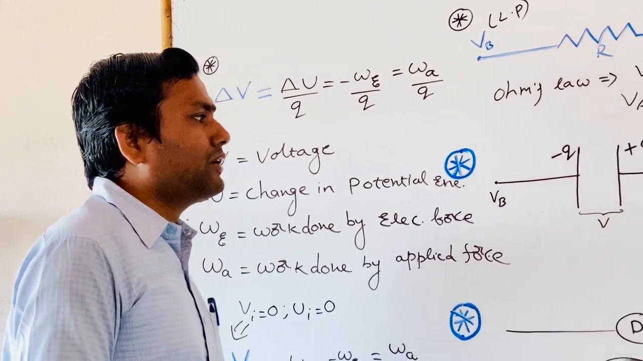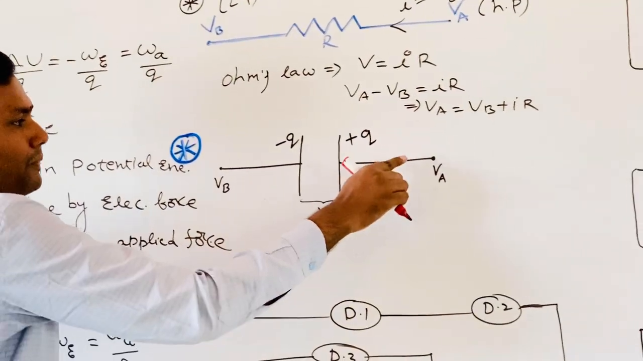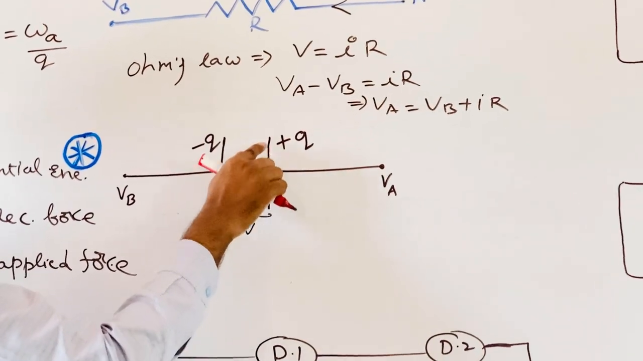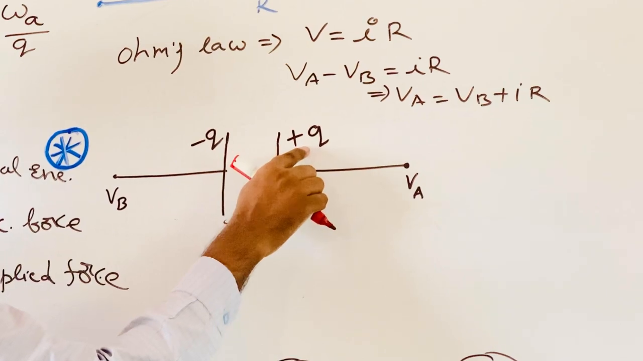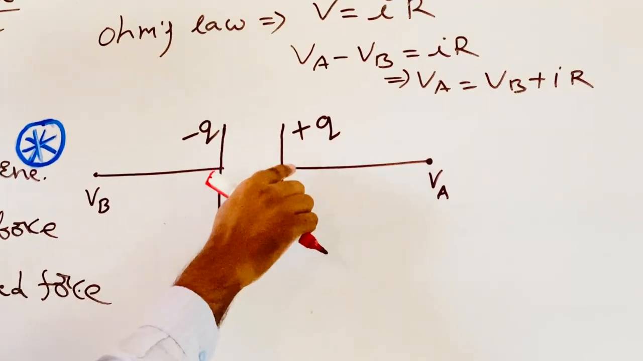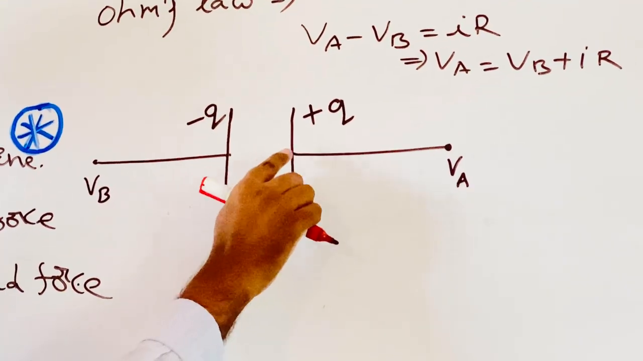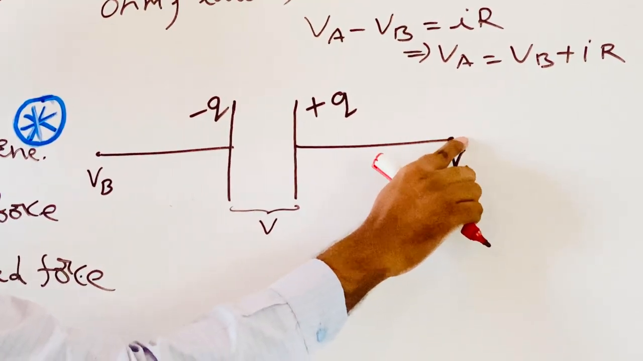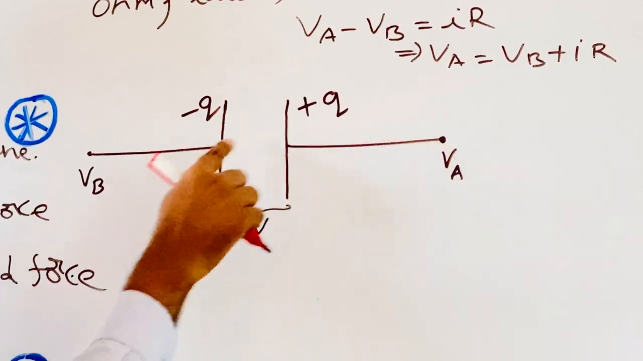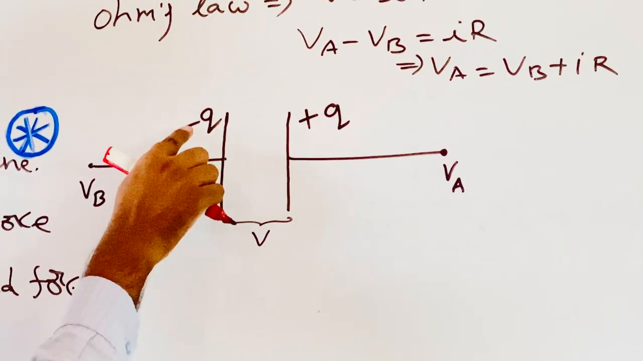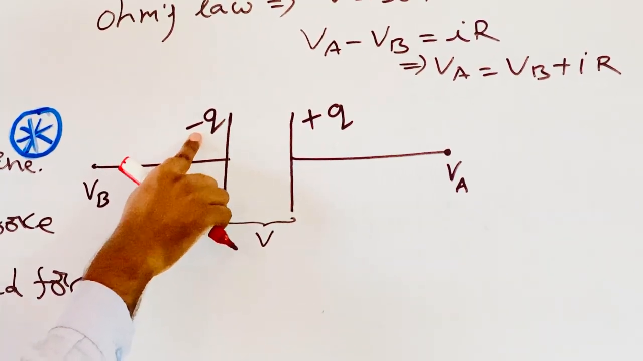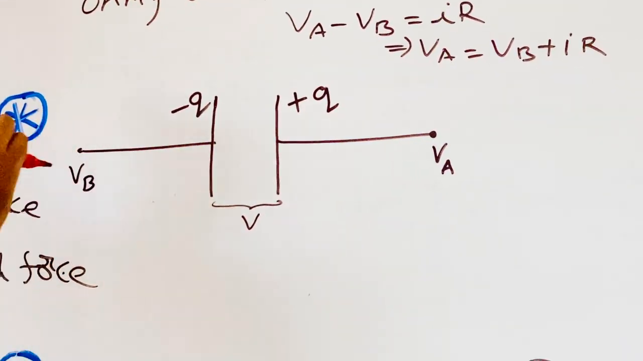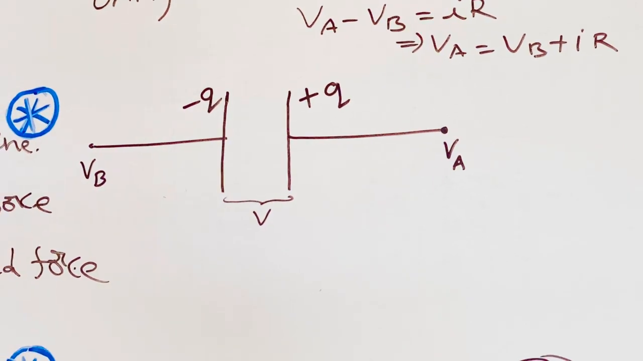That's why here we can conclude that VA is the potential of the plate that has plus Q. So plus Q indicates this plate is lying at higher potential. Nothing but this point we are seeing, VA, is also lying at higher potential. Similarly, this plate has charge minus Q. Minus Q indicates this plate is lying at lower potential. Automatically, VB is also lying at lower potential.